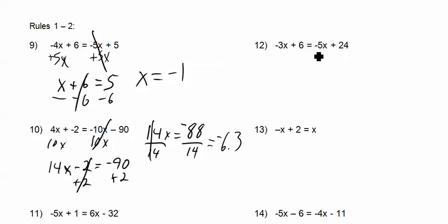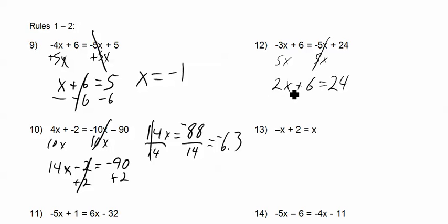All right, so let's take a look at number 12. Again, we need to get all of the x's on one side. So I'm going to do the opposite of what's on this side, and we're going to add 5x. That leaves us with 2x plus 6 equals 24.